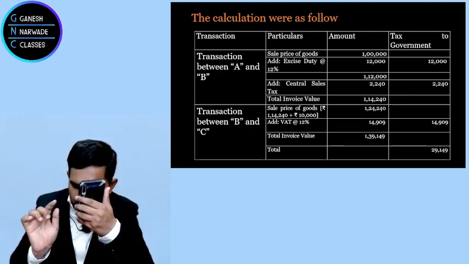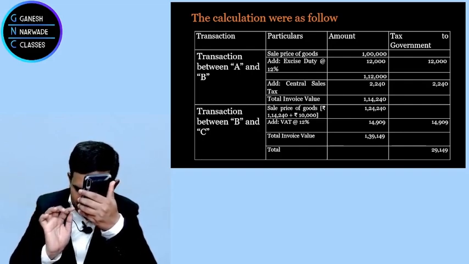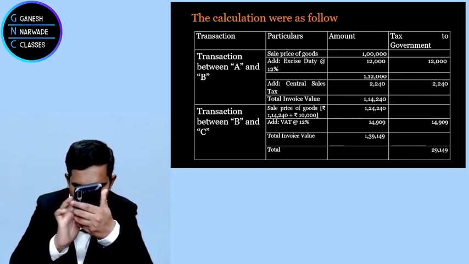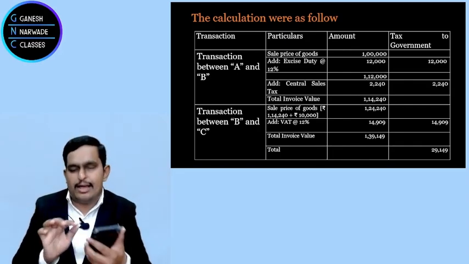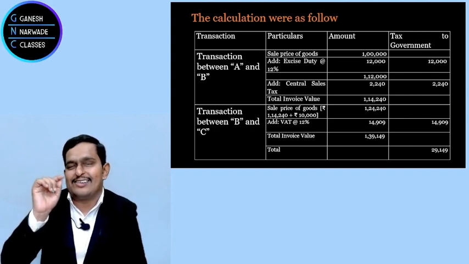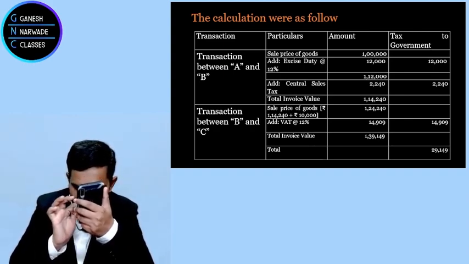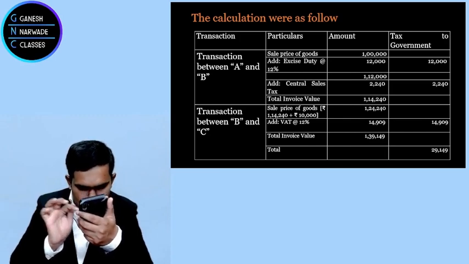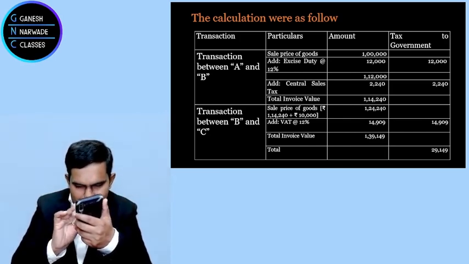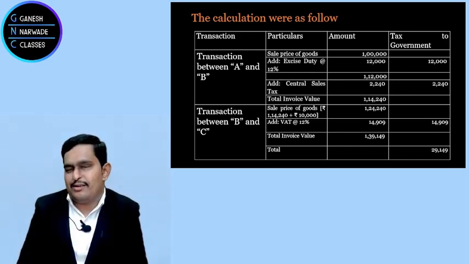Now you think 1 lakh 24,240 plus 14,909 is equal to 1,39,149. Massive amount has to be paid. Where it started? It started from 1 lakh. It reached to 1,39,000. Correct? 149. So this is what the existing tax system is. That means I can say this is before the GST era.